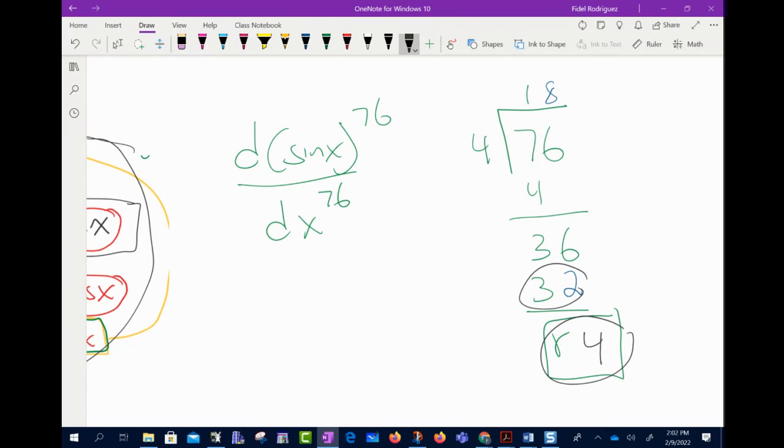Okay? So when it goes in nice and pretty, like the 19, it goes in nice and pretty. That's the same thing as having a remainder of 4. A remainder of 0 and a remainder of 4 mean exactly the same thing. Okay? There's no difference in them.